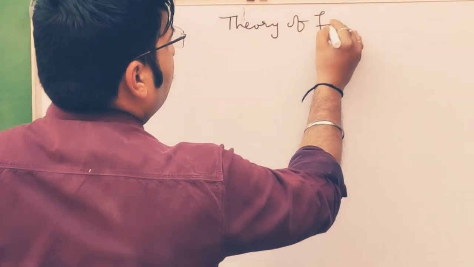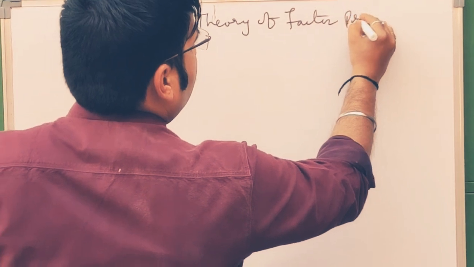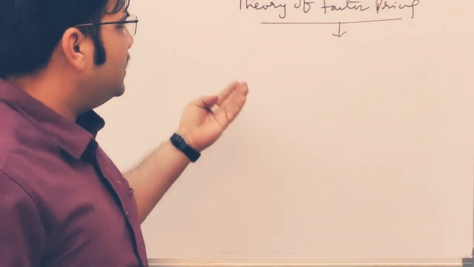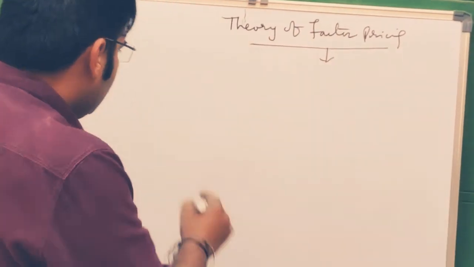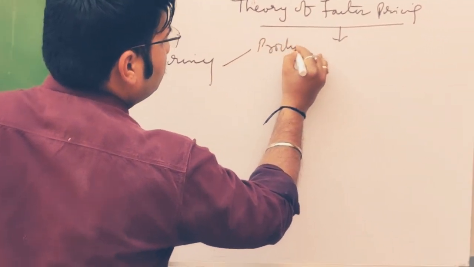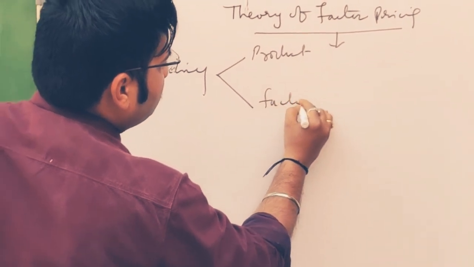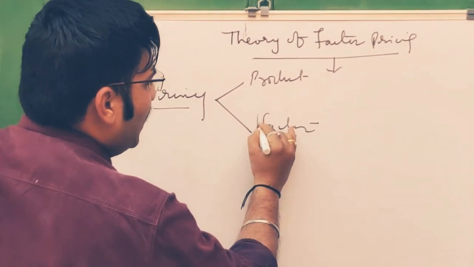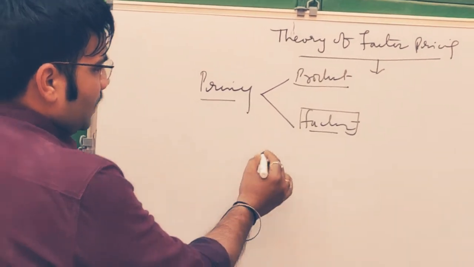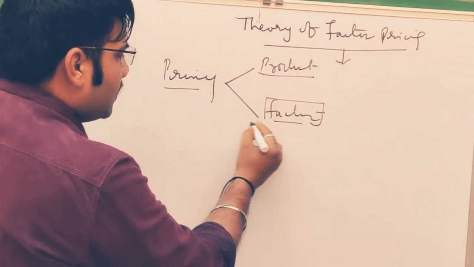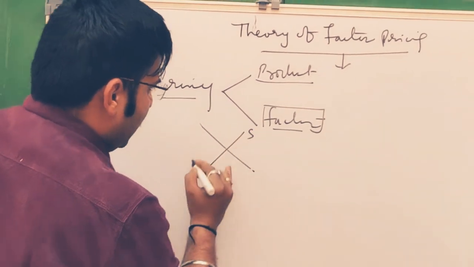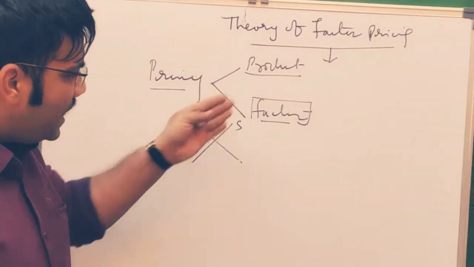Today we will discuss the theory of factor pricing. Why is it necessary to have a separate theory to study factor pricing? Because the pricing of a product and the pricing of a factor are quite different. The price of a factor is determined just like the price of a product, by demand and supply, but it is quite different.